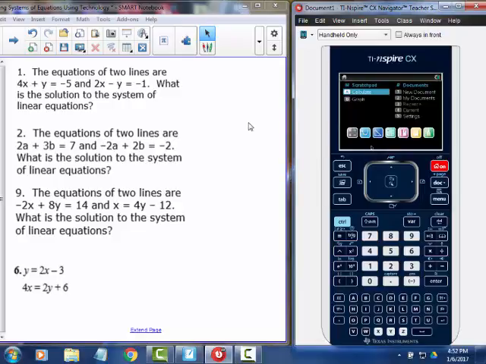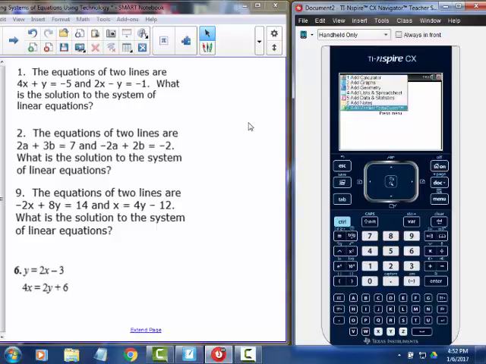technology. So the first thing I'm going to do here is turn on my calculator, select a new document, and add graph to it. Okay, so now I'm here and it says f1(x) equals blank, and that's where I'm supposed to type in, and we notice that our equations are not written in that format.